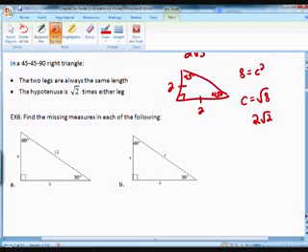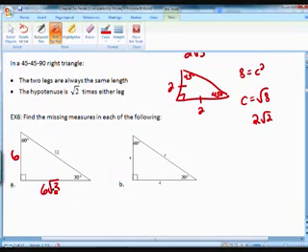Find the missing measures in each of the following. You have a 30, 60, 90. The hypotenuse is twice the shorter leg. So what's the shorter leg going to be? 6. And the shorter leg is always across from the shorter angle. So this one would be the longer leg, 6 root 3.